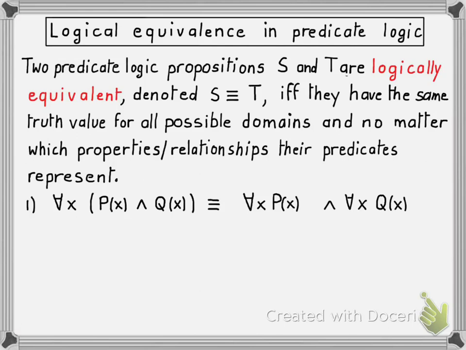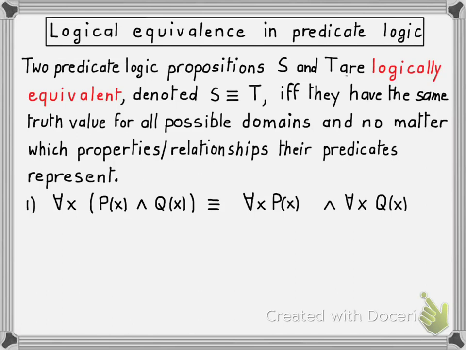It's going to be an intuitive, not a formal argument. We're going to argue that whenever this is true, then this proposition must also be true, and vice versa. Whenever this is false, then this proposition must also be false. In other words, these two propositions are always true in the same cases.